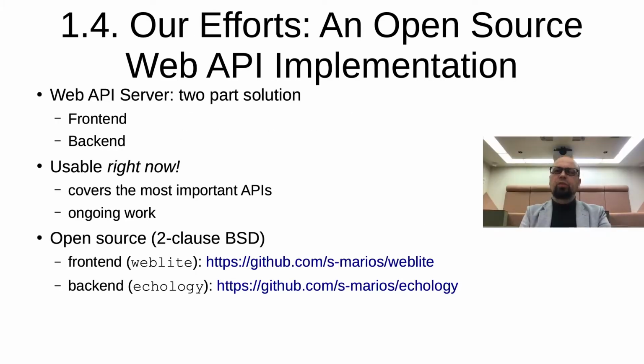For research purposes, we pursued an open-source Web API implementation of the guidelines. This implementation is a two-part solution consisting of a front-end and a back-end. It is usable right now and covers the most important APIs defined in the guidelines. Development is still ongoing. The source code is released under a 2-clause BSD license and it can be found on GitHub.